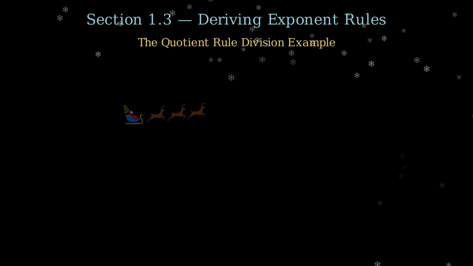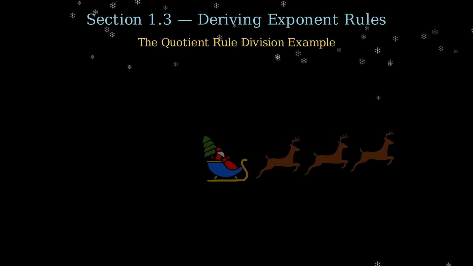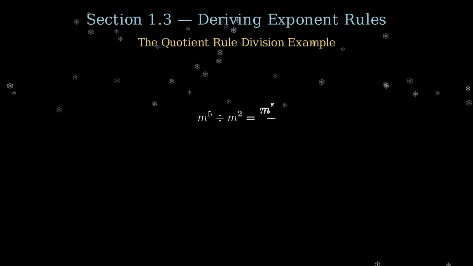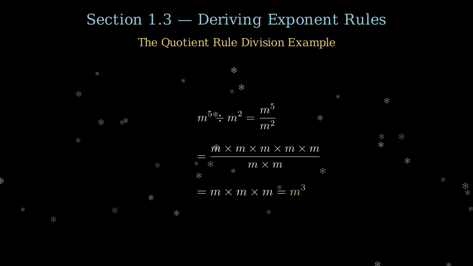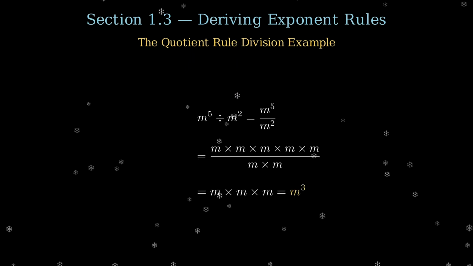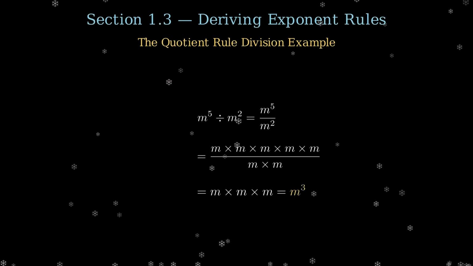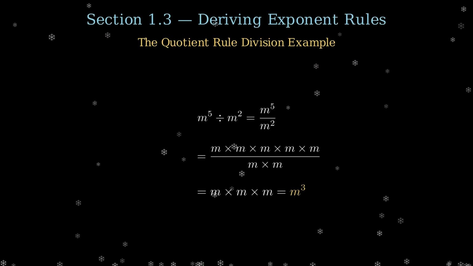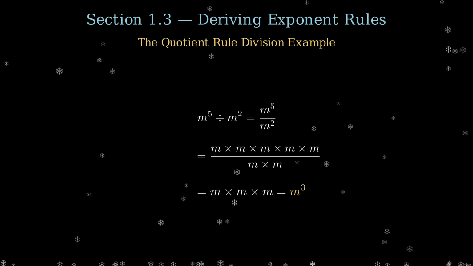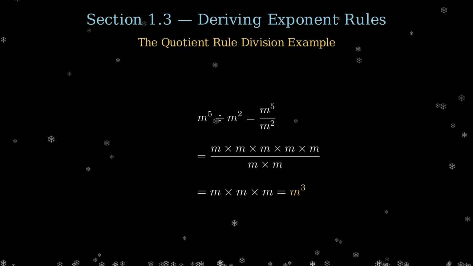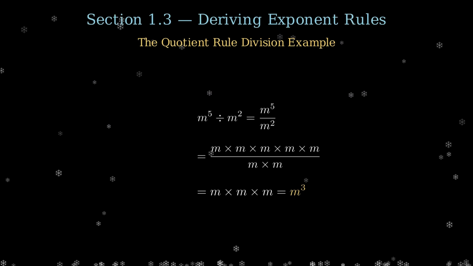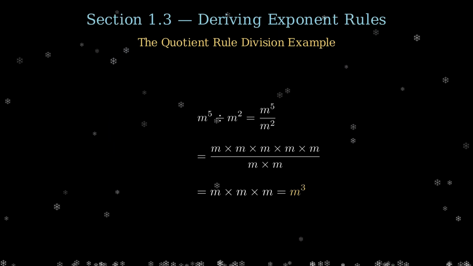Next, let's explore division. Consider m to the 5th power divided by m squared. We can write this as a fraction, with 5 m's multiplied in the numerator and 2 m's multiplied in the denominator. By canceling out 2 matching factors from both top and bottom, we are left with exactly 3 m's. This gives us m cubed. Therefore, for division, we subtract the exponents.